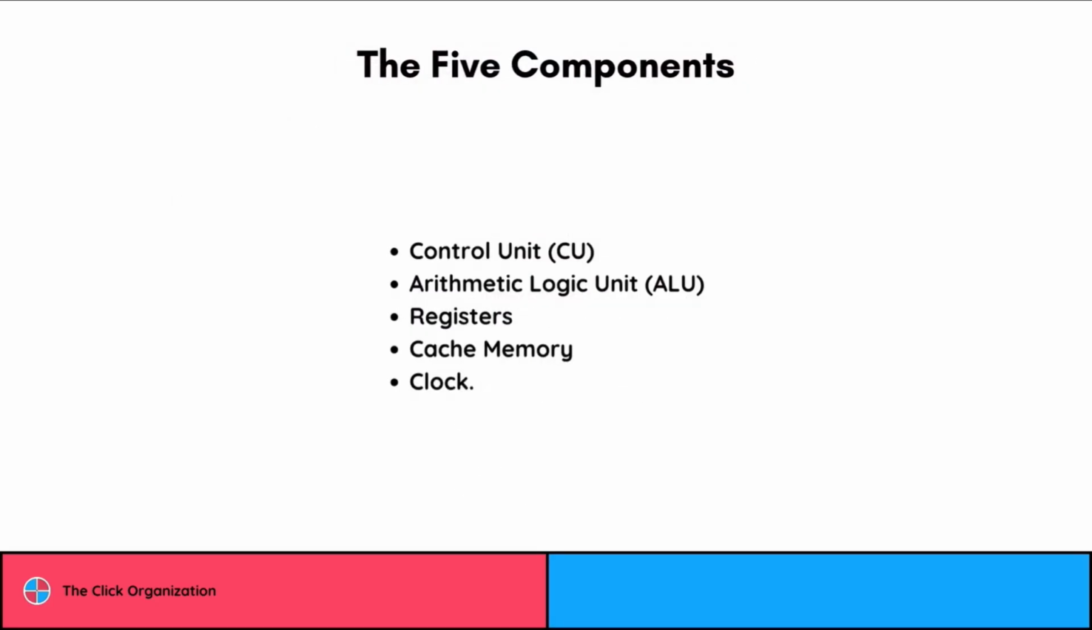Going to the 5 components of the CPU. Control unit: this controls actions. Arithmetic logic unit: this does calculations. Registers: this one holds current information. Cache memory: it stores frequently used information. And clock: as is clear, it controls the timing of the CPU when it operates.